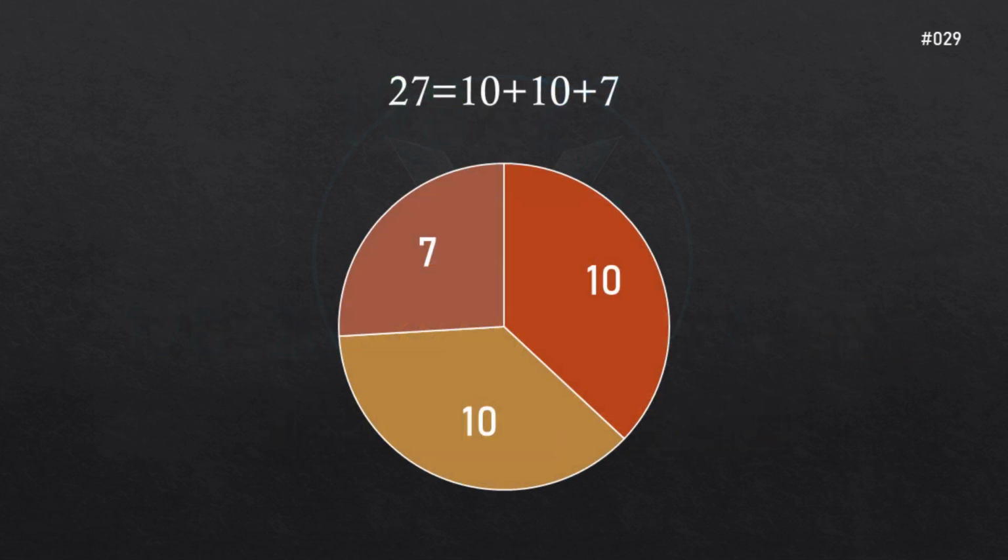One of the biggest mistakes beginners make is breaking numbers into too many pieces. For example, you could split 27 into 10 plus 10 plus 7. But that's unnecessary. The goal isn't to make the calculation longer. The goal is to make it easier. So always look for the simplest and most practical way to split the numbers.